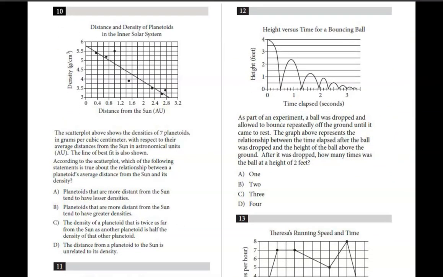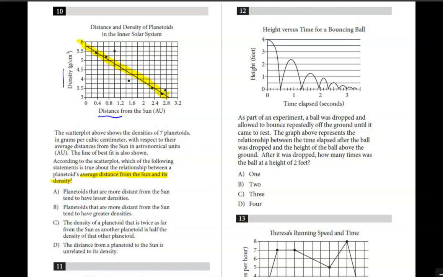Keep on going. Number 10, distance and density of planetoids. We have distance here on the x-axis, density over here on the y-axis. Scatter plot. According to the scatter plot, which of the following statements is true about the relationship between the average distance from the sun and its density? Well, it looks to me right now like we have a negative correlation coming down, meaning that the farther away you are from the sun, the less your density is.